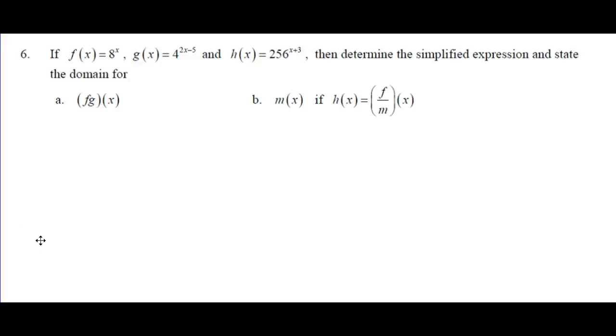All right, so operations on functions, we'll finish. If f of x is 8 to the x, and g of x is 4 to the power of 2x minus 5, and h of x is 256 to the x plus 3, then determine the simplified expression. So f times g, what does this mean? It means you want f of x times g of x, right? So f of x is 8 to the x, and g of x is 4 to the 2x minus 5. So how can those be combined?